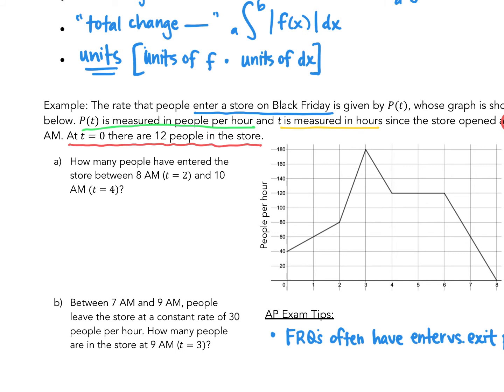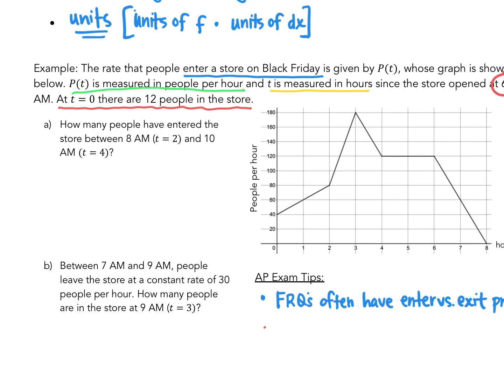Well, how could there be 12 people in the store at the starting of time? These are the people who work there, the cashiers and whatever. They are waiting in the store, and they open the doors and wait for the people to enter. So the question is, how many people have entered the store between 8 a.m. and 10 a.m.? We want to write an integral. Always write an integral when you're talking about an accumulation problem. There's another tip: don't skip writing the integral. Always write it down. It's worth points.